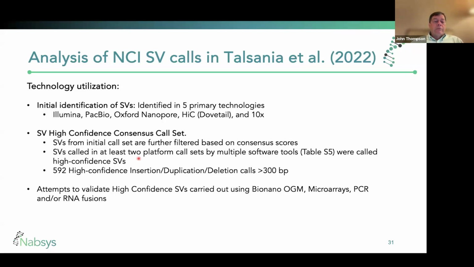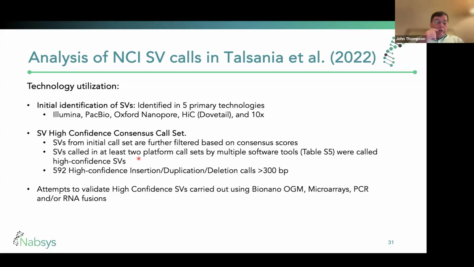Only 17 of them were found by all 5 technologies. So the vast majority were actually found by only 2 of these. So sometimes it was PacBio and Oxford, sometimes Illumina and Hi-C, whatever. But in any case, there were a total of 592 high confidence insertions, duplications, and deletions above 300 bases. Again, because our resolution is not good. We can occasionally see variants below that, but they are not particularly accurate.